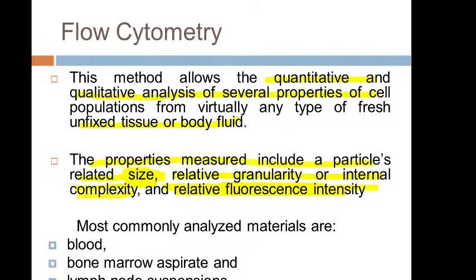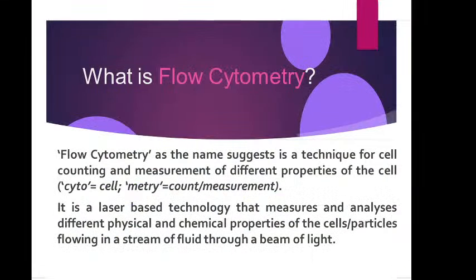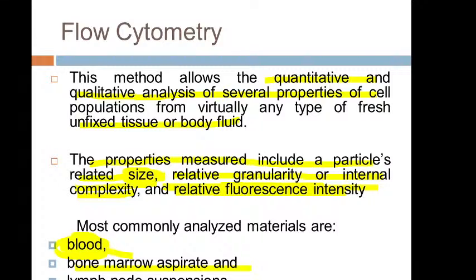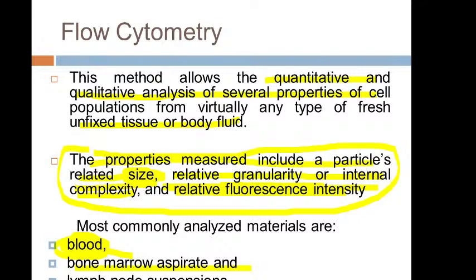So mostly analyzed materials are blood. The cells which are present in the blood, those cells are detected. Lymph node suspensions are detected. Getting my point? So what are the three properties on which flow cytometry works? It generally includes particle size, the size of the cell, number one; internal complexity of the cell, number two; relative fluorescence intensity of that particular cell. So we are mainly focused on these.